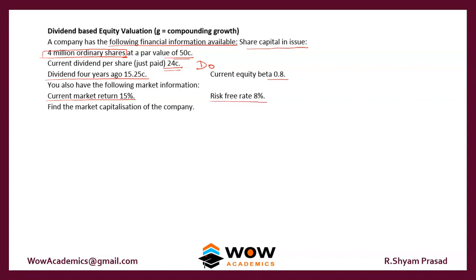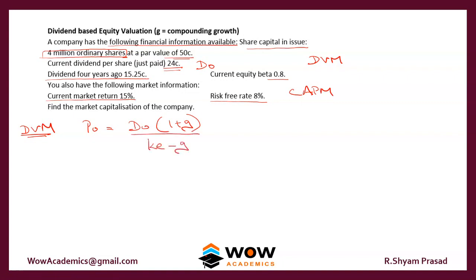So when you look at this, you will find out that they have given you the CAPM elements and they have also given you dividend valuation elements. Why have they done both? We'll look at it now. If you are going to use the DVM method, the value of a company is expressed like this: D0(1 plus G) divided by KE minus G. So we'll look at what numbers we have.